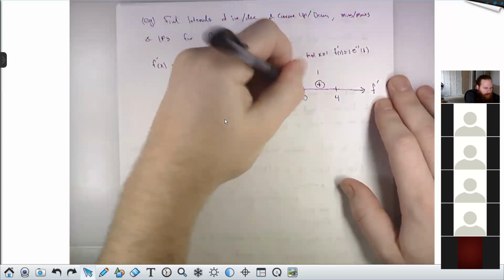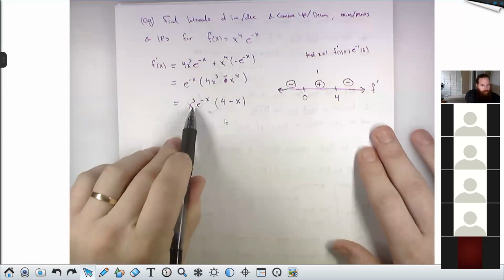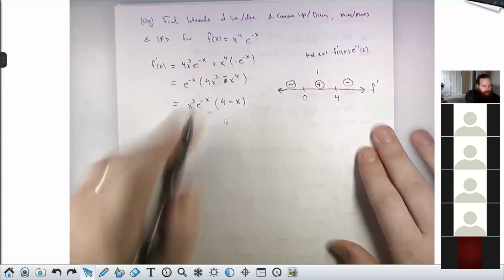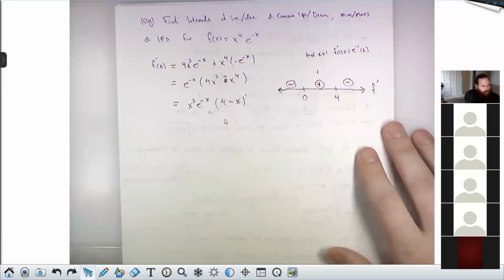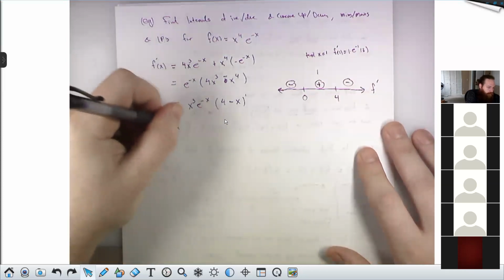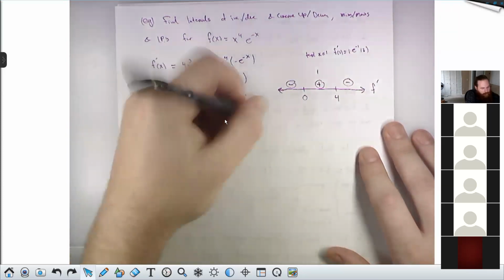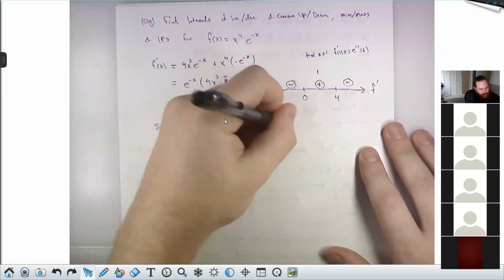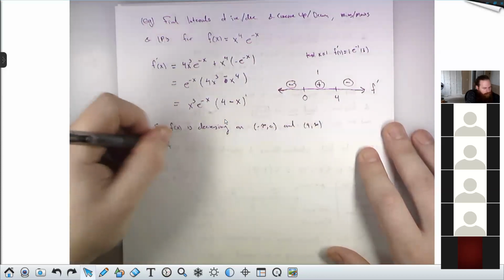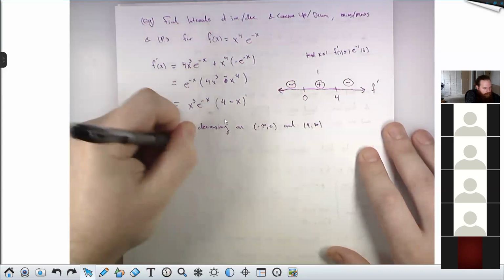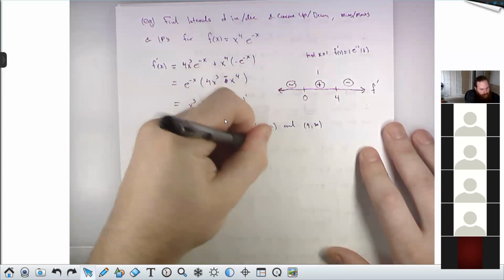And then I will change sign as I hop over each of these according to the multiplicity rule, because this is an odd multiplicity factor at 0. The multiplicity is 3. This is an odd multiplicity factor. So multiplicity 1, the x equals 4. So f is decreasing on the interval -infinity to 0 and 4 to infinity. And f is increasing on the interval 0 to 4.